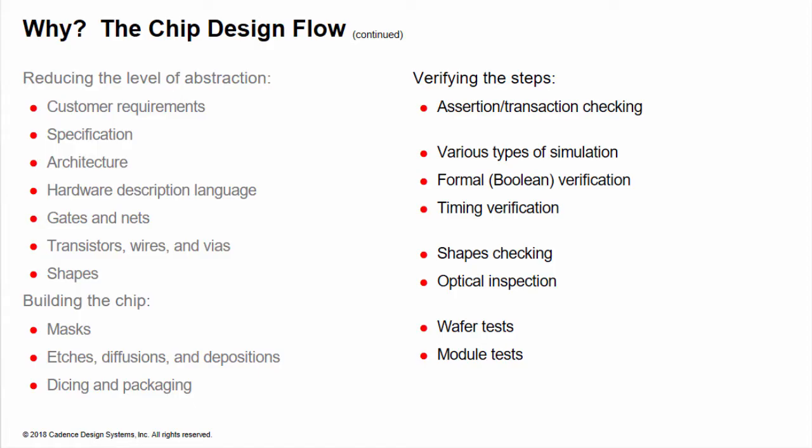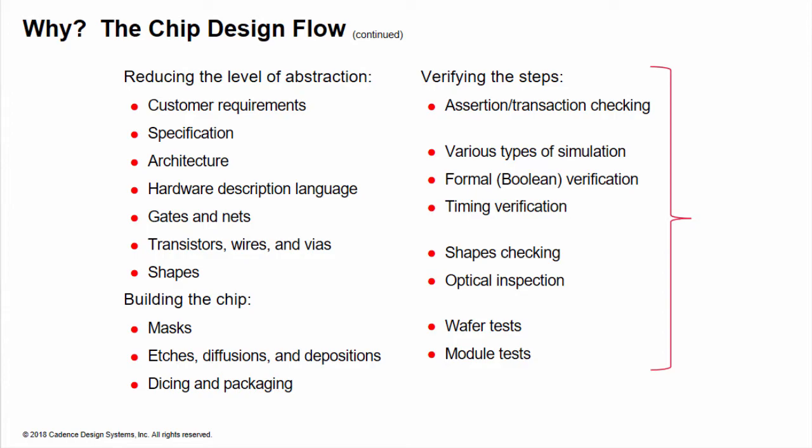As a side note, the two columns are not intended to line up. Early on, assertion and transaction checking may be used. As the design progresses, various simulations are used. Later, automated transformations such as synthesis, place and route, formal verification, and timing verification come into play. During mask generation, shapes checking and optical inspection techniques are used to ensure that the technology ground rules have been followed. Finally, the manufactured chips are tested both before and after packaging.